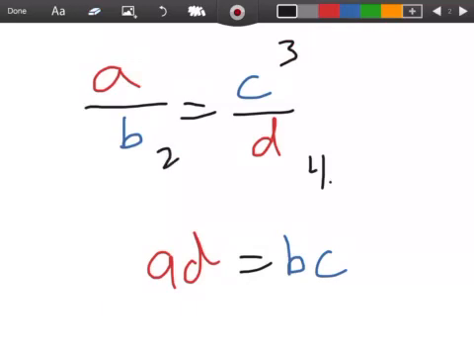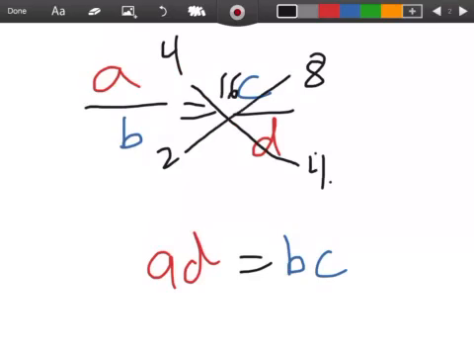But let's say we have 8 and 4 and 4, like this. Then this would fit, because this would equal 16 and this would also equal 16. As in our equation, 4 times 4 equals 2 times 8.